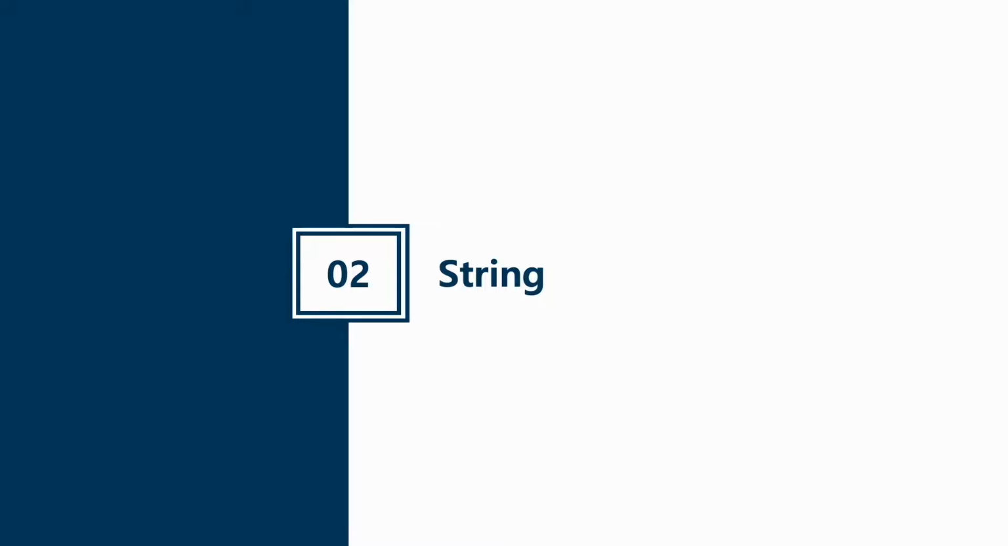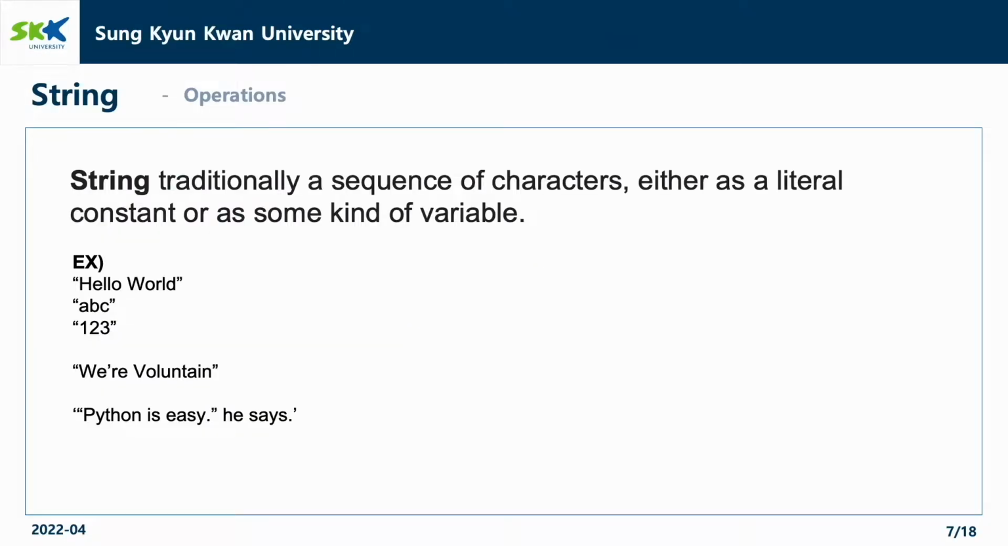Second, we will talk about the string data type, which means a set of characters. A string is traditionally a sequence of characters, either as a literal constant or as some kind of variable. All 5 examples on the screen are strings. In the example strings above, all are surrounded by double quotation marks. Some of you may wonder, 123 is a number. Why is it a string? If they are enclosed in quotation marks, they are all strings.